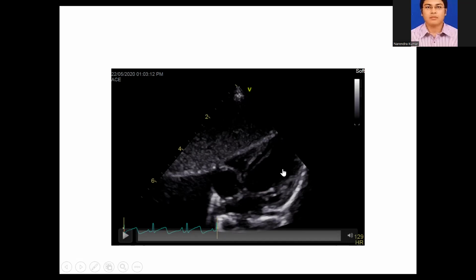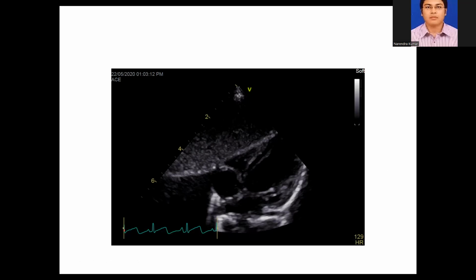If this image rotates to the other side, this becomes dextrocardia. Reversible. So that will be LV apex towards the right side, which would be LV dextrocardia.